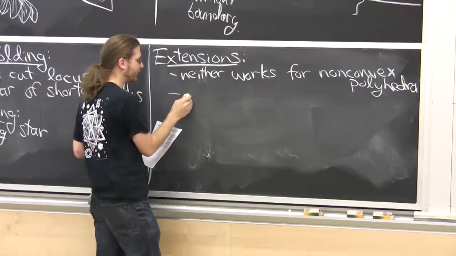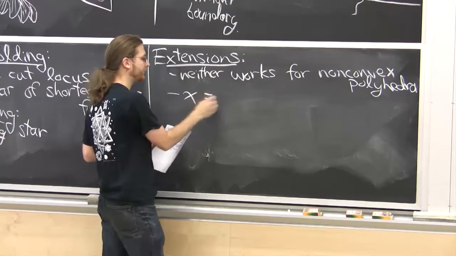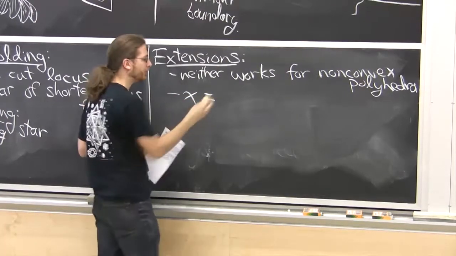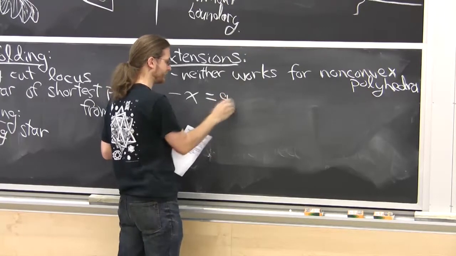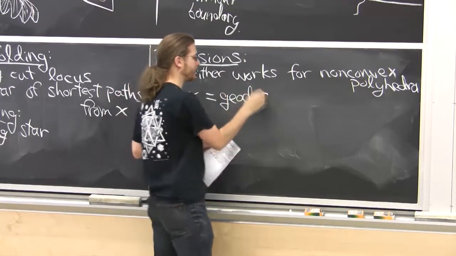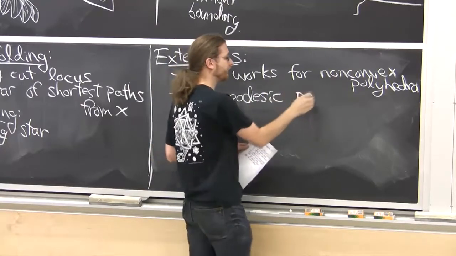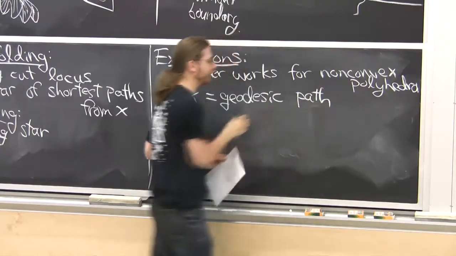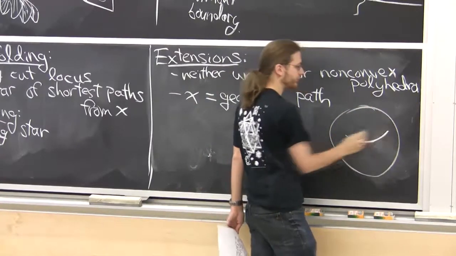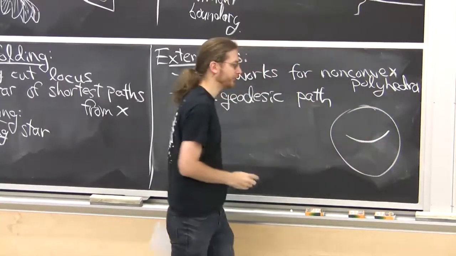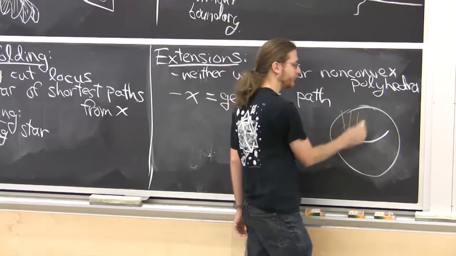You can generalize X. Currently, X is a point. You can actually let X be a geodesic path. There are some restrictions on when this is allowed, but the idea is you have your surface, you take some straight path on the surface, and then you take shortest paths from there.